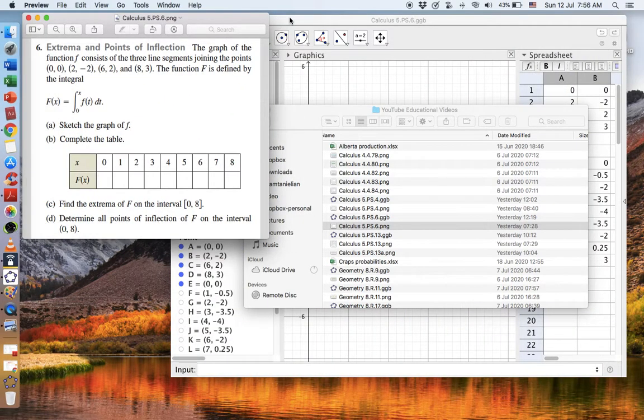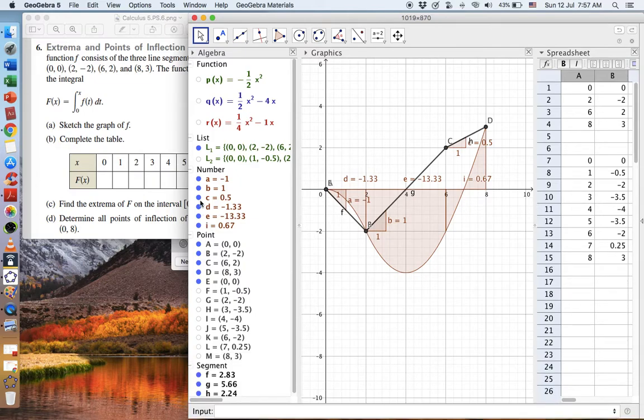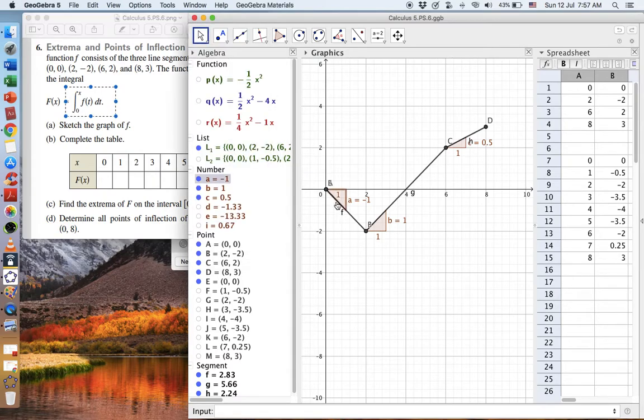Bearing that in mind, we're working with extrema and points of inflection again. It says the graph of the function f, small f, consists of 3 line segments joining the points here. The function big F is defined by the integral of that function. So we've got a piecewise function.